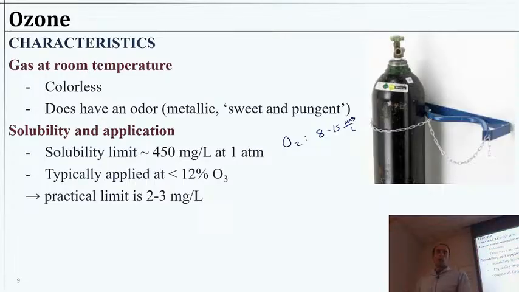Okay, at any rate, we typically will apply it at an amount of about 12% or less of ozone. It's actually kind of hazardous to handle, to generate. We usually generate it on the site. So we want to keep the hazards a little smaller, and then it'll also volatilize back out eventually. So our practical limit is 2 to 3 milligrams per liter. That's a more typical range that we will use.